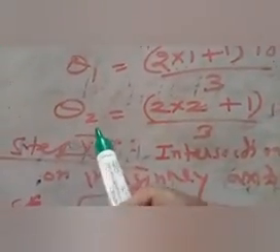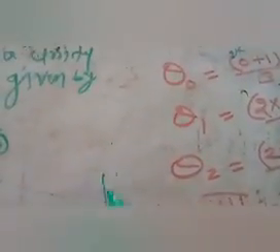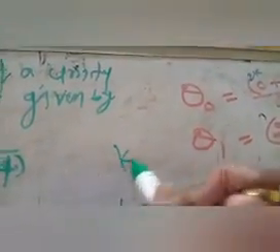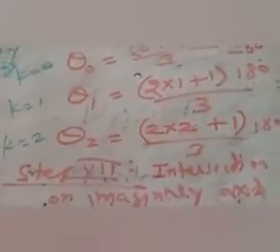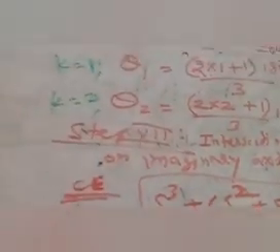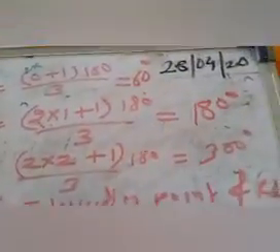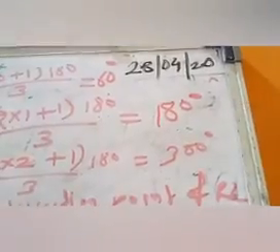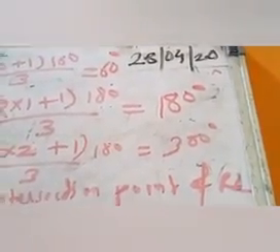Theta 2, k is equal to 2. I will write here that k is equal to 2 in this one, k is equal to 1 in this one, and k is equal to 0 was taken in the first. So theta 2 is equal to (2 into 2 plus 1) divided by 3, into 180, so 300 degrees. So there are three angles of asymptotes. First is 60 degrees, second is 180 degrees, and third is 300 degrees.